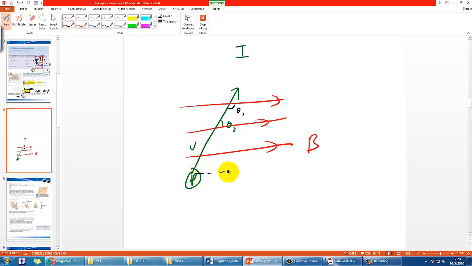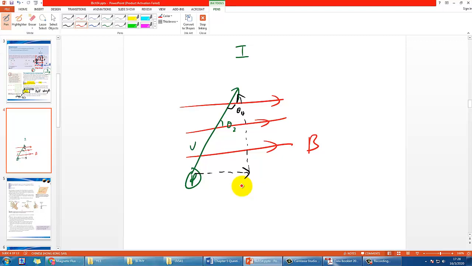So one is going in this direction, the other one is going in this direction. Alright, so one is, you can say, horizontal and vertical in my picture here. Which one do you think is responsible for the magnetic force? That's something that you need to think about.